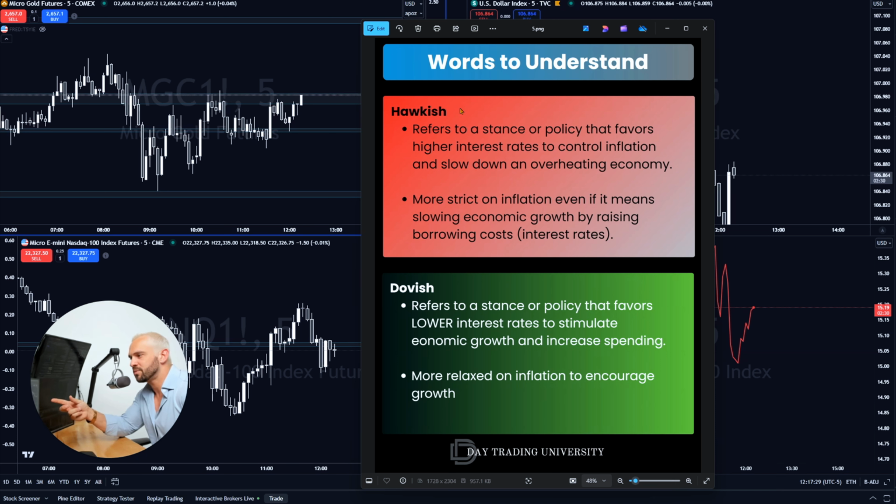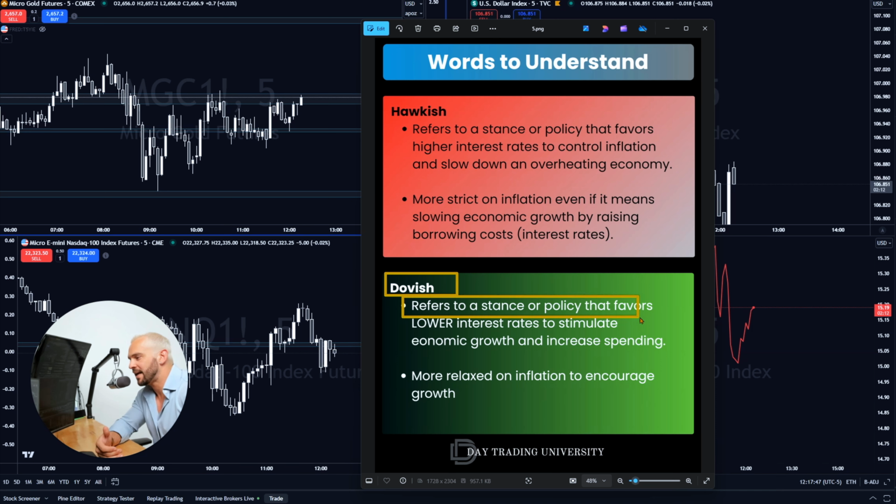Because now you know what hawkish means in terms of interest rates and monetary policy, and you know how monetary policy or interest rates impact gold. So a hawkish comment, I'm looking for gold sells, right? Once again, it's not that simple, but that's generally how it works. Dovish is the next word. If we take a look at this one here, it's kind of the opposite.